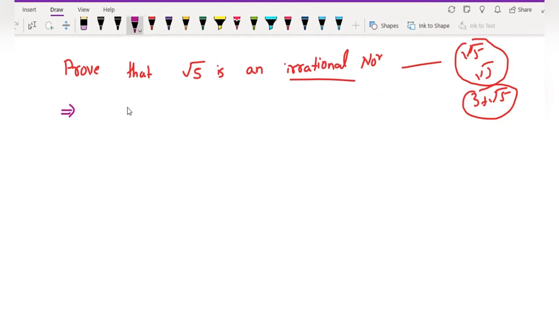What is the question? Root 5 is irrational. What are they asking? We have to prove that root 5 is an irrational number. We know it is irrational, but they are asking us to prove it. So how to prove it? Let us see.